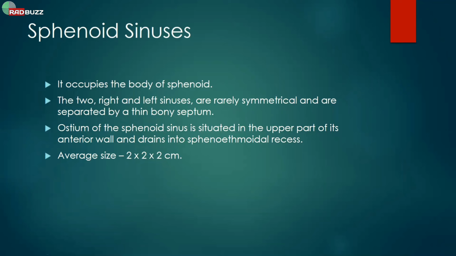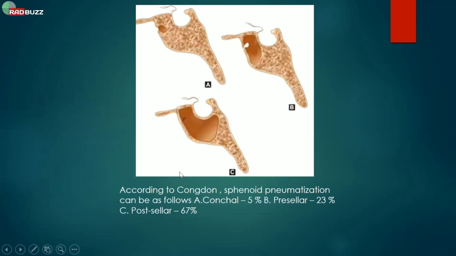One can be very small and the other very large, and that can deceive you by its large size. The sphenoid sinus drains from the upper part of the anterior wall into the sphenoethmoidal recess, one of the posterior ones. Average size is about 2 by 2 by 2 centimeters, not necessarily. Now, the pneumatization of the sphenoid sinus is very variable.